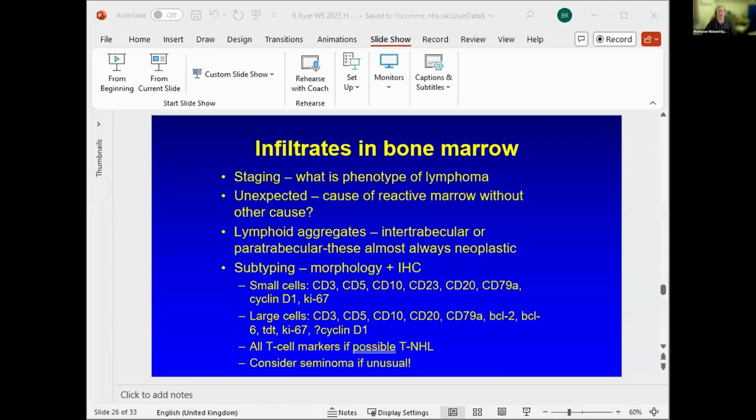How do we assess infiltrates within the marrow? Well, again, it's important to take a wide approach to this. If it's unexpected, this one looks slightly reactive. So what's causing that? If there are lymphoid aggregates, are they intratrabecular or paratrabecular? These are almost always neoplastic. And then to subtype them, I would use these broad panels for small cells, large cells. Always consider T cell NHL in some instances. And then if it's unusual, consider a carcinoma or some other type of cancer, which is, again, highly unusual.